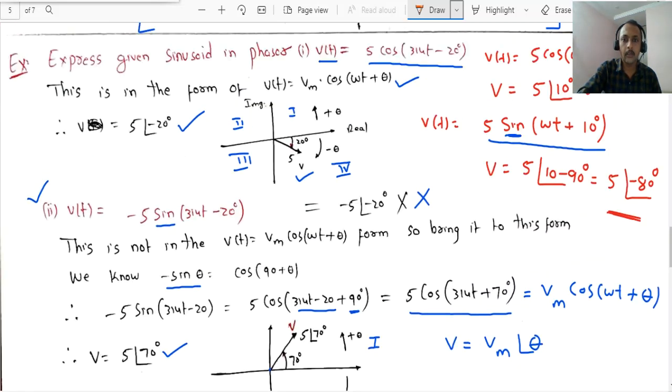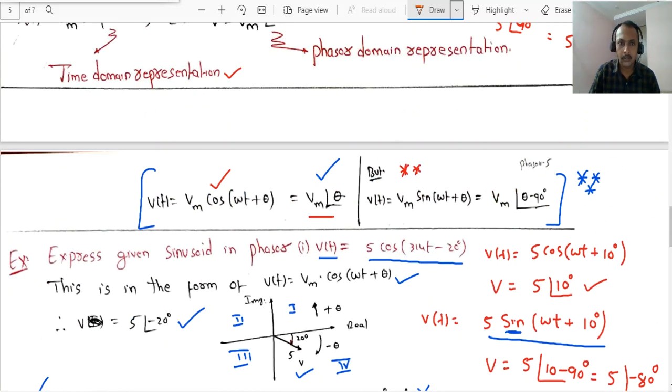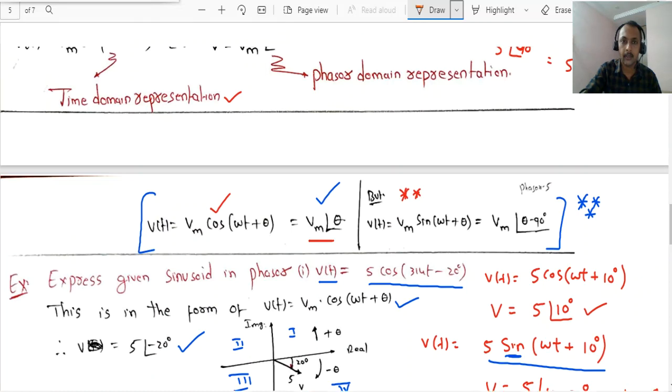While drawing the phasor diagram also, please look whether the term given is cos of omega t plus theta or sin of omega t plus theta. In this entire discussion, this part is important. v of t equals Vm sin of omega t plus theta is the same as, in a phasor representation, Vm at an angle theta minus 90 degrees. Take care at that point.